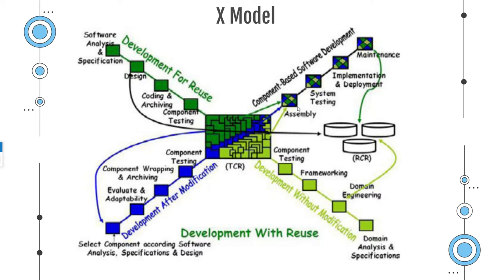The components that are going to be used in this model can be found or selected from the TCR, which stands for the Testable Component Repository, or from the RCR, which indicates the Reusable Component Repository. This model is highly used in large software development as it mainly focuses on reusability by building reusable components for software development and building software from simple and reusable components to increase the quality and the productivity of component-based software.